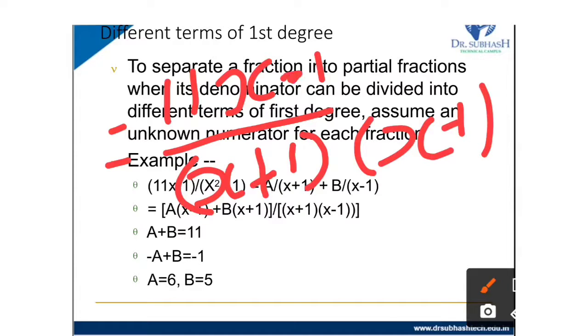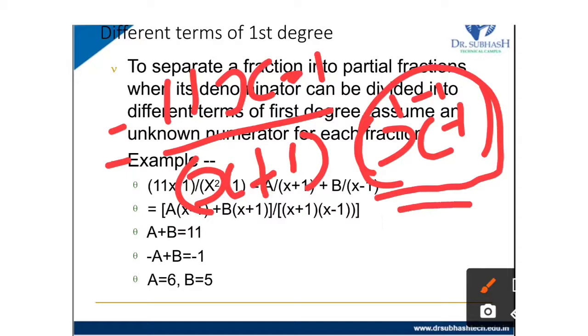So this equals a divided by x plus 1 plus b divided by x minus 1. Let's start our method. First we put x minus 1 equal to 0. How can we make this term 0? If x minus 1 equal to 0, then we have to put x equal to 1. Here, 1 minus 1 becomes 0, so x equal to 1 will make it 0.